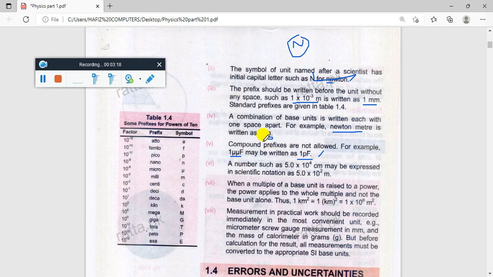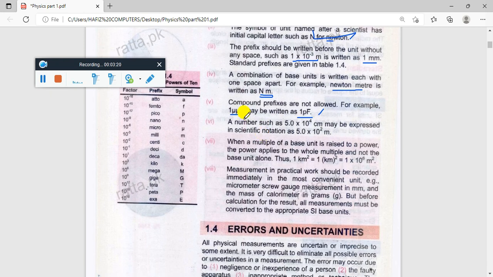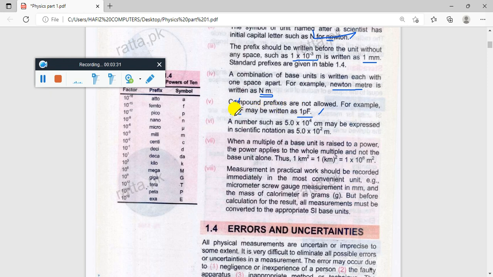Next one is that compound prefixes are not allowed. For example, 1 micromicrofarad. We will not write this as double micro. We will write 1 picofarad. 1 micro is equal to 10 raised to the power minus 6. When we multiply this again, it becomes pico. We will see this in this chart.